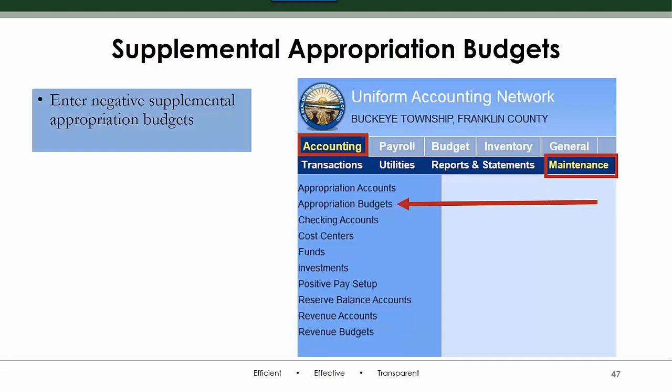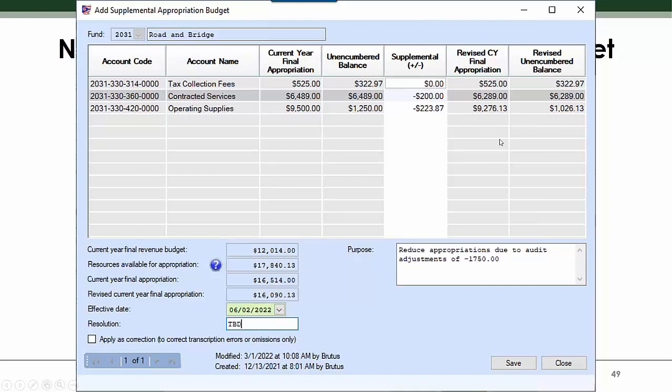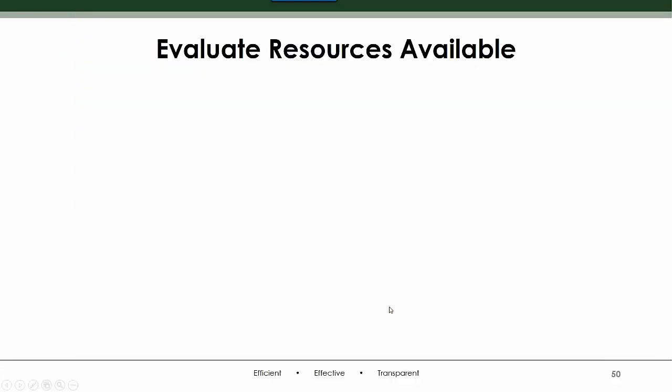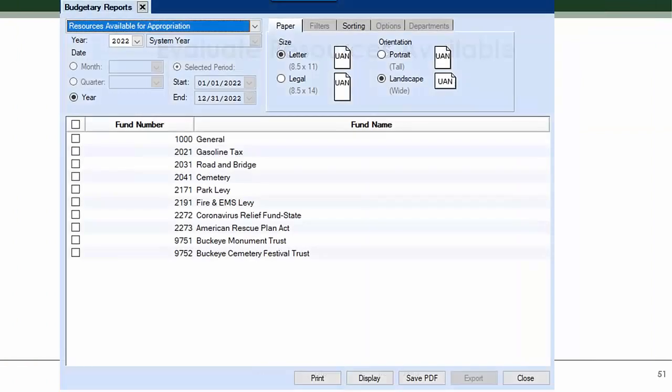So I'm going to go to Accounting Maintenance, Appropriation Budgets. I'm going to check mark the Road and Bridge Fund and click Supplemental, because Supplemental means I'm changing the total, and it's 1 o'clock, so I'm going to do this very quickly. I'm reducing appropriations from the Unencumbered Balance column in order to do the audit adjustments. I have put the effective date as at our next meeting, and I just stuck TBD, to be determined, in there. But actually, I didn't have to put anything in that field. I've got my appropriations. I'm going to save and close. Now, if I look back at my resources available, it would show me, again, that budgetary report.